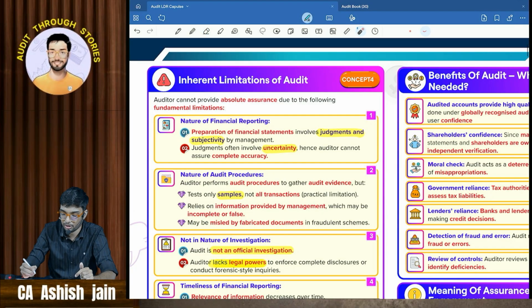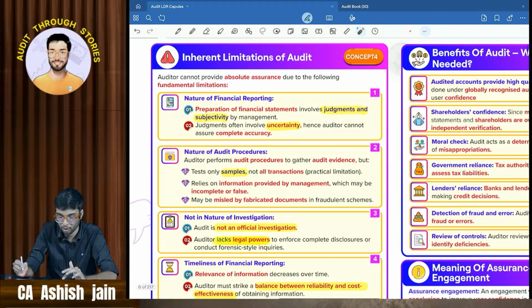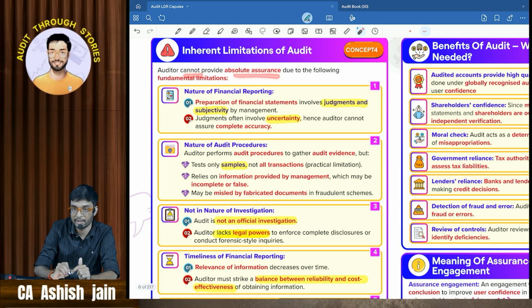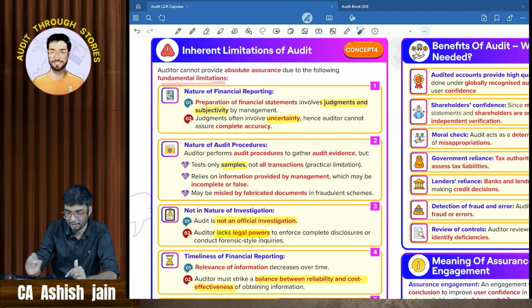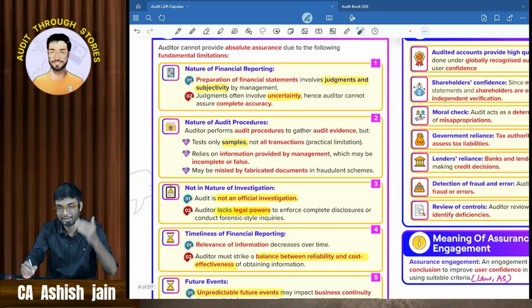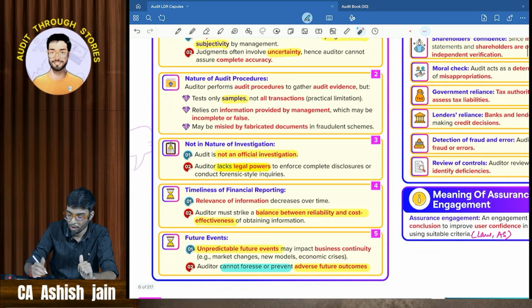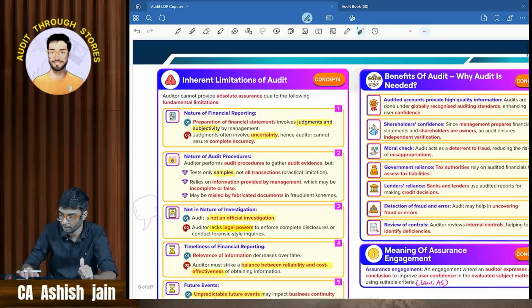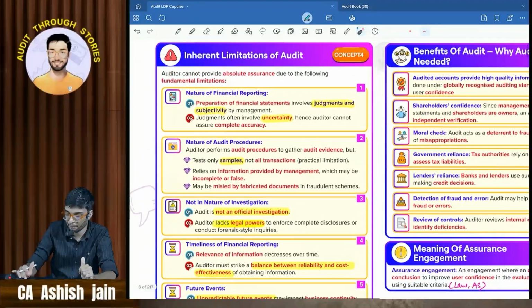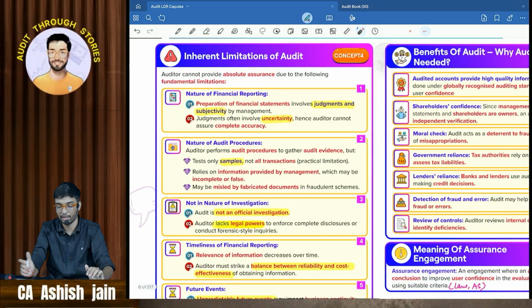Then comes concept number 4, inherent limitation of audit, a very important concept. The auditor cannot provide absolute assurance due to the following fundamental limitations. First I'll discuss all the main headings, then each and every point. One is nature of financial reporting, then nature of audit procedure, not in the nature of investigation, timeliness of financial reporting, and future events. These are the 5 points you have to write in your examination if there is a question related to inherent limitation of audit.